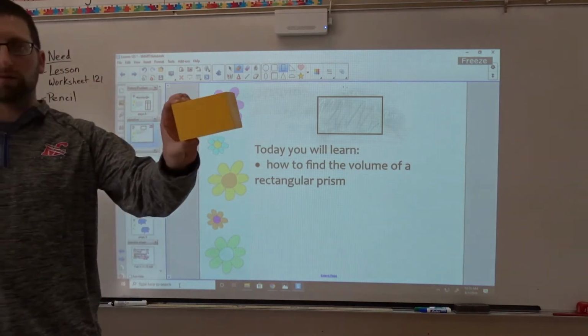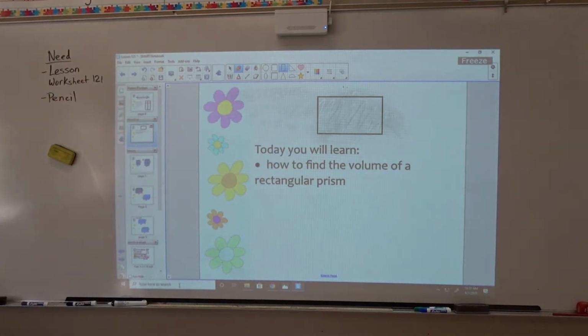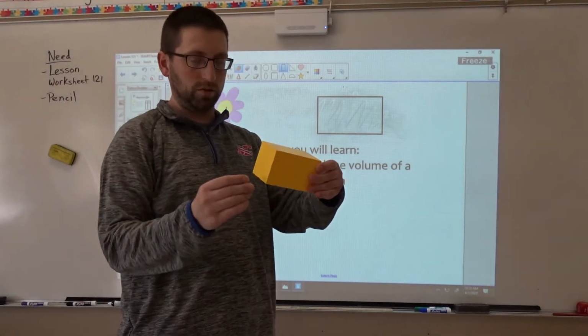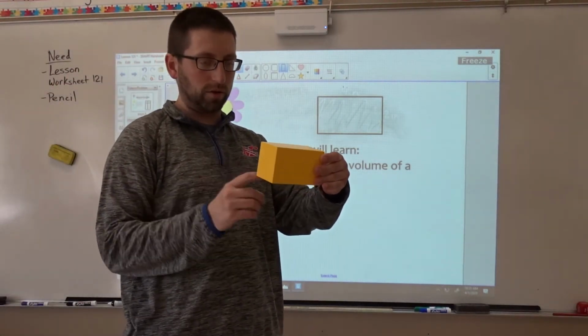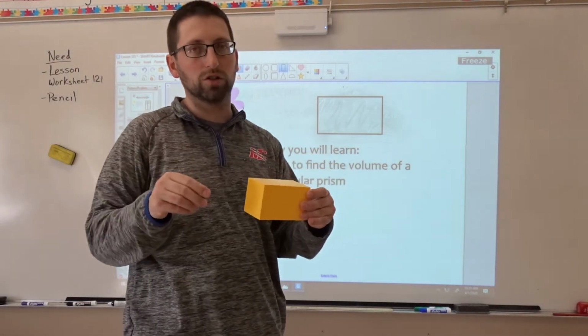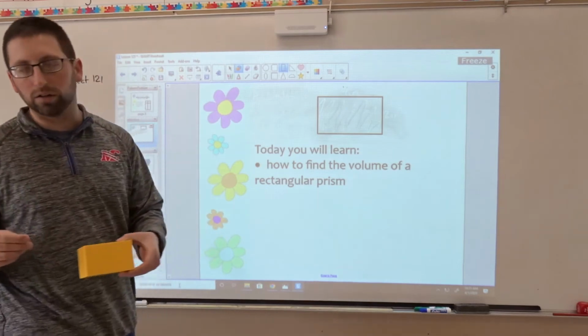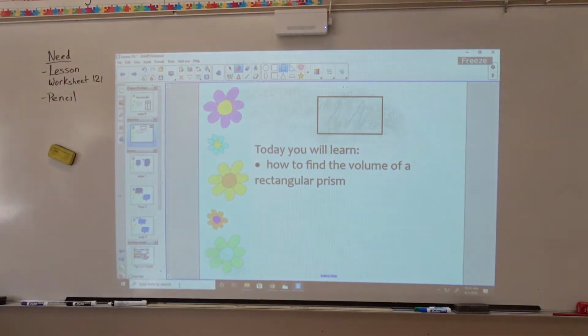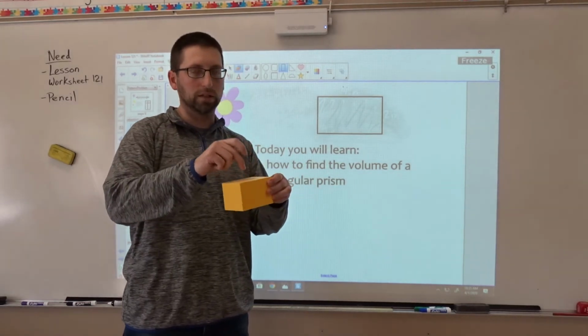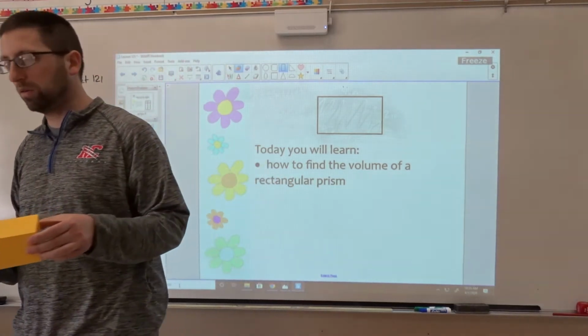Alright, so we can find the volume, how much space this takes up, by using cubes. Okay, I could take all these cubes, stack a whole bunch of them along the bottom, and then build up until I built this entire shape. Okay, that's kind of what we're trying to figure out here. How many of these cubes will fit into this shape? When we're finding volume, that's what we're trying to figure out.